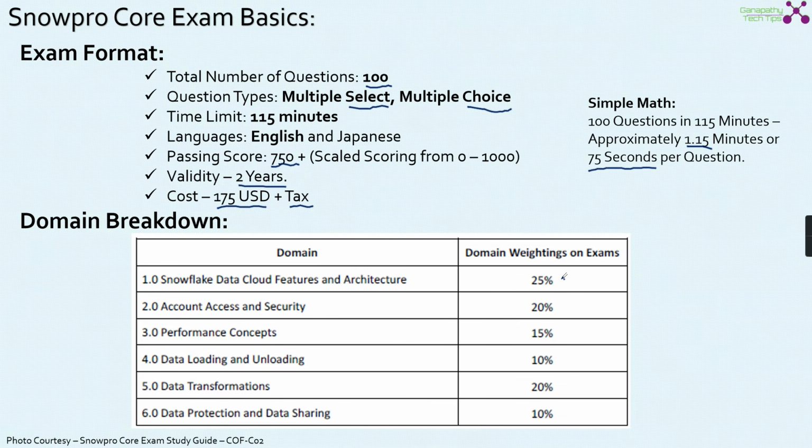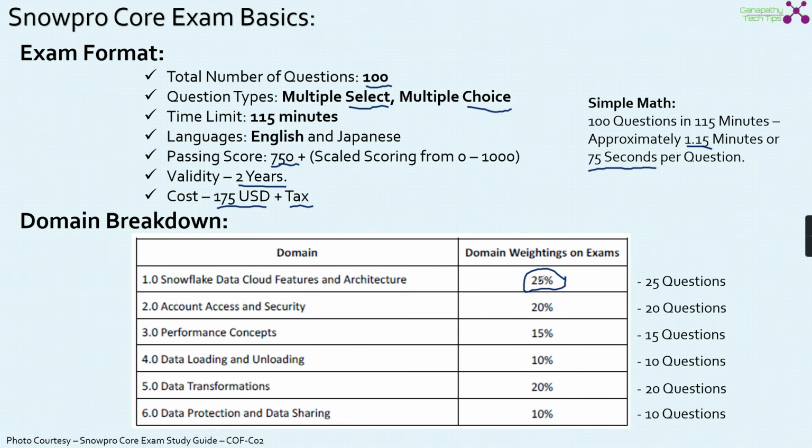Predominantly most of the content, if you go by questions, almost around 25 questions are covered under Snowflake data cloud features and architecture. Snowflake is claiming themselves as the Snowflake data cloud, so there is no different jargon. The Snowflake data cloud is always Snowflake actually. Account access and security holds 20%, performance concepts holds 15%. Since it's a 100-question exam, we can do one simple math and arrive at the number of questions we can expect. So for the key areas which hold more weightage, you need to give more weightage to those specific areas, right?